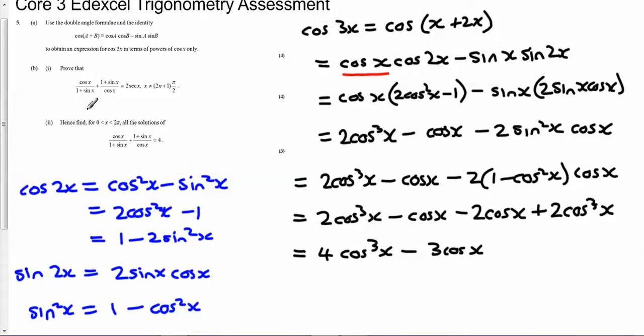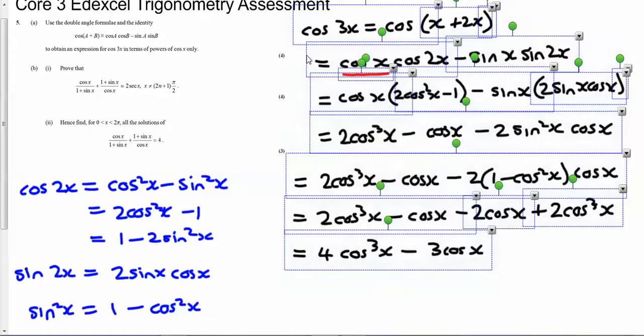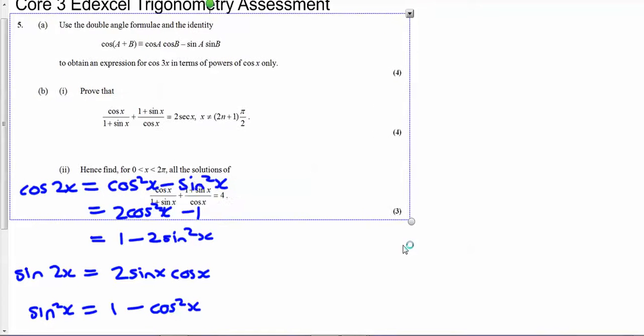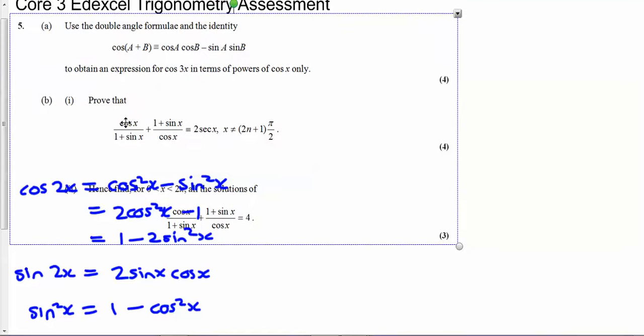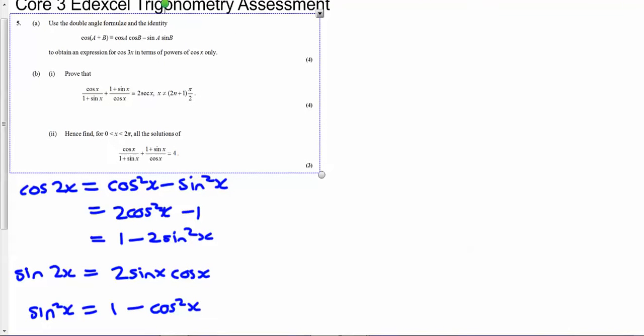Okay, I'm now going to move on to part B. So if you'll just excuse me while I get rid of that bit, you can always rewind the video to have a look at that again if you need to. Moving on to part B. Part B asks us to prove that this expression of two fractions here is equal to 2 sec x. So that's what we're going to have a look at now.